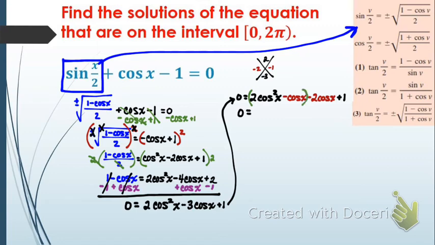What can I take out of my first group? I can't take out the 2, or at least not with the way I made my groups. I can take out a cosine x, and that's going to leave me 2 cosine x minus 1, right? I forgot my x. Oops.